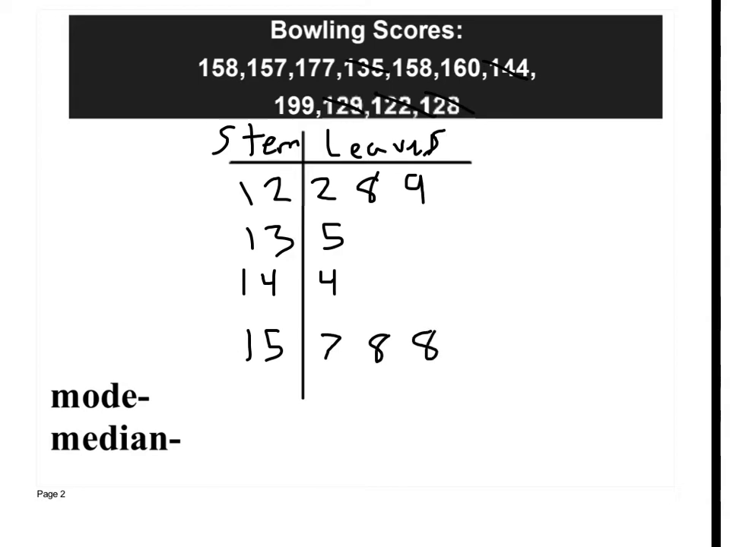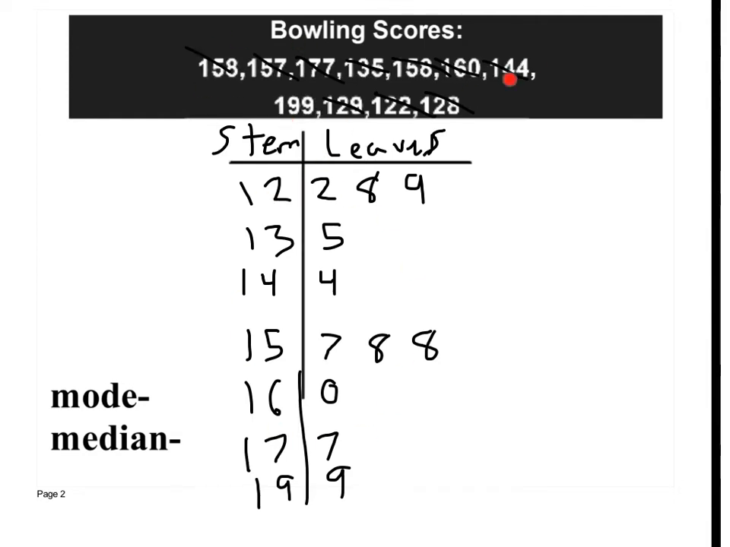I also have another 8. Every time it occurs, you write it. I have 160, so 0 would be my leaf on the stem 16. Then I have 177. And the only thing left is 199. So this is a stem and leaf plot.